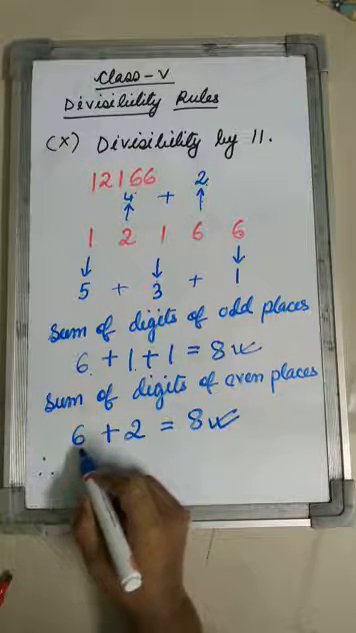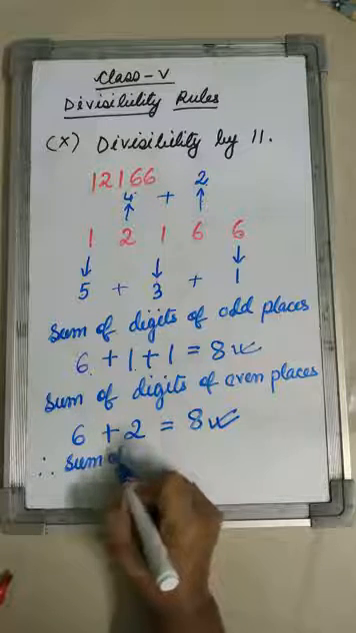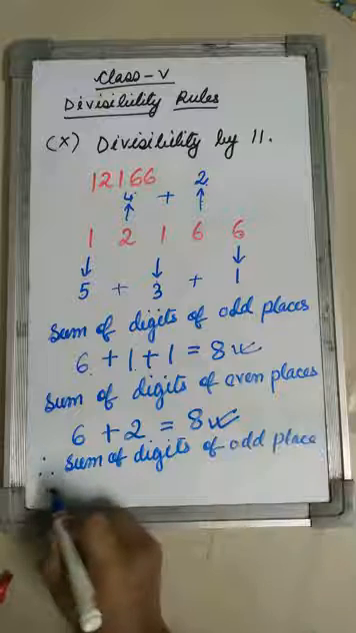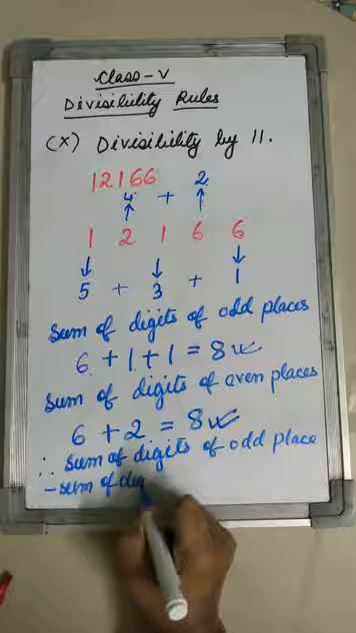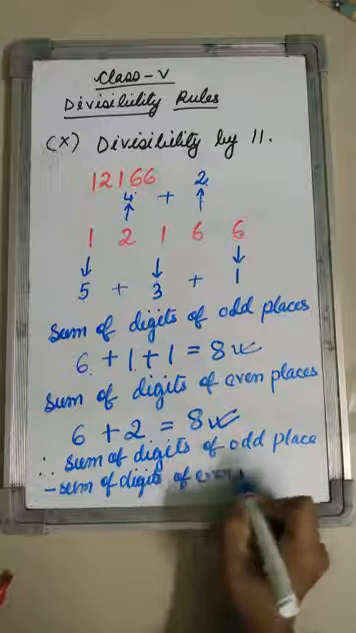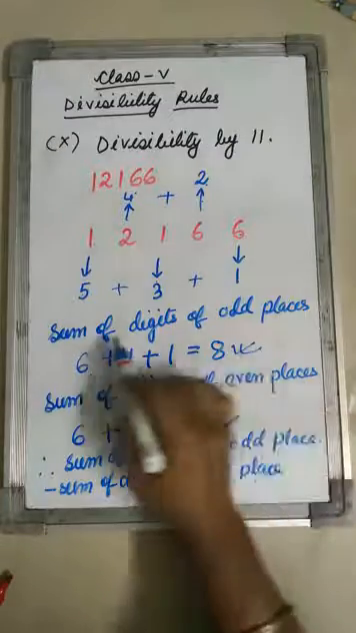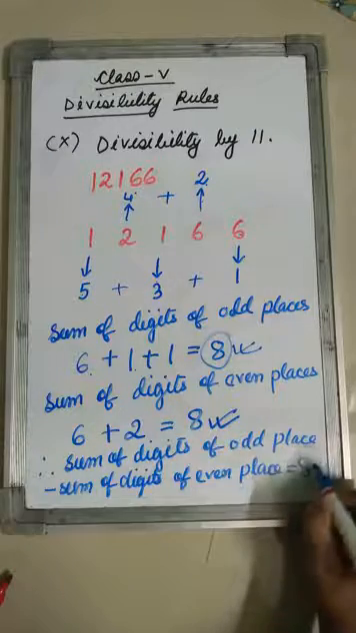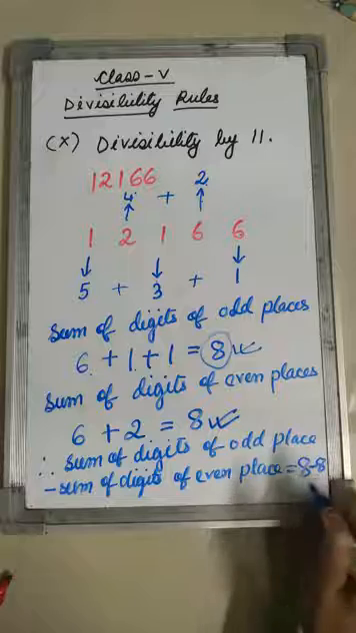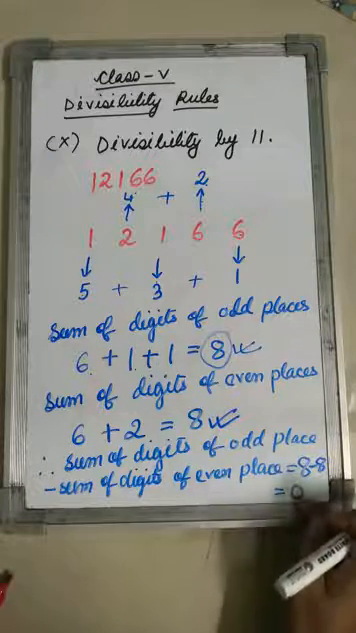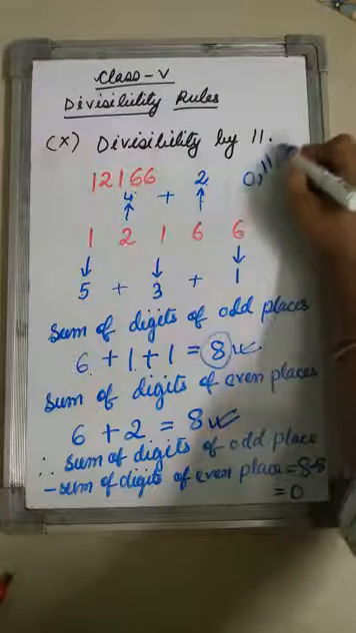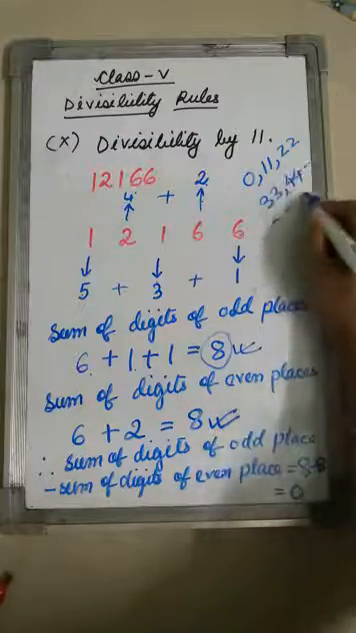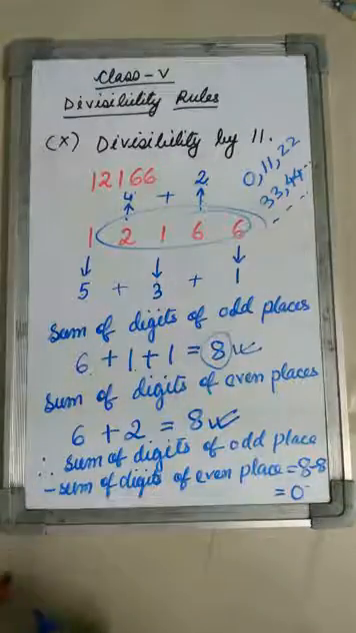Therefore, sum of digits of odd place minus sum of digits of even place. Sum of digits of odd place is 8. Sum of digits of even place is 8. So 8 minus 8 is equal to 0. If this result is 0, 11, 22, 33, 44, like this, then this number will be divisible by 11.